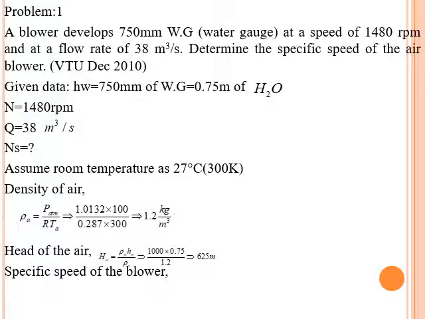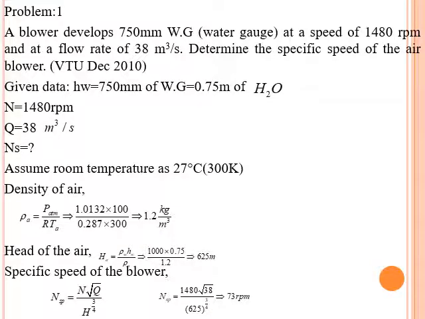So now find out what is the specific speed of the blower. The specific speed of the blower is given by the expression N_sp, that is specific speed of the blower equals N into square root of Q divided by H power 3 by 4. So now N value is given, that is 1480. The discharge value is also given, that is square root of 38 now, and head is calculated.